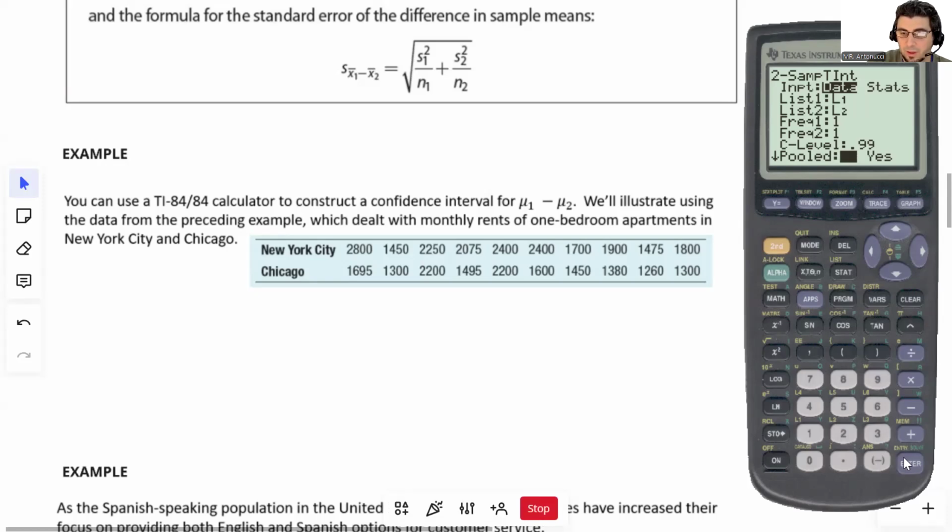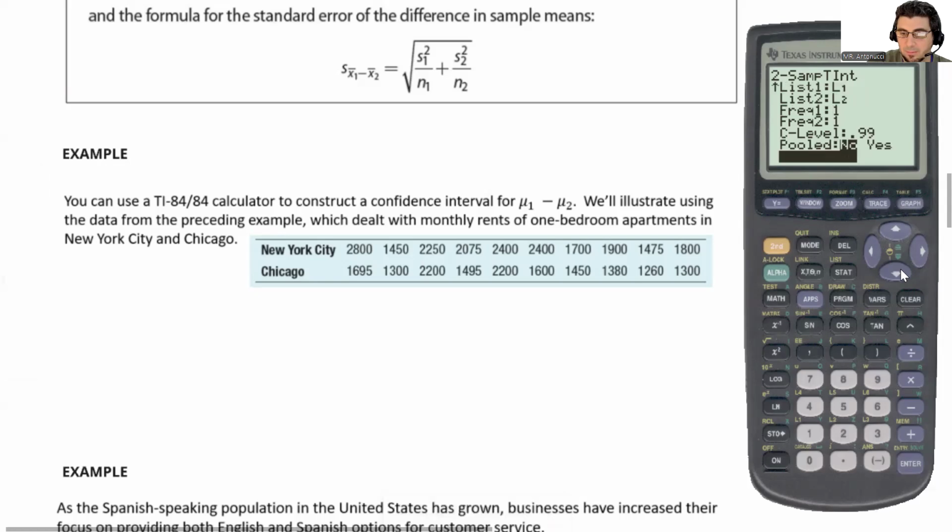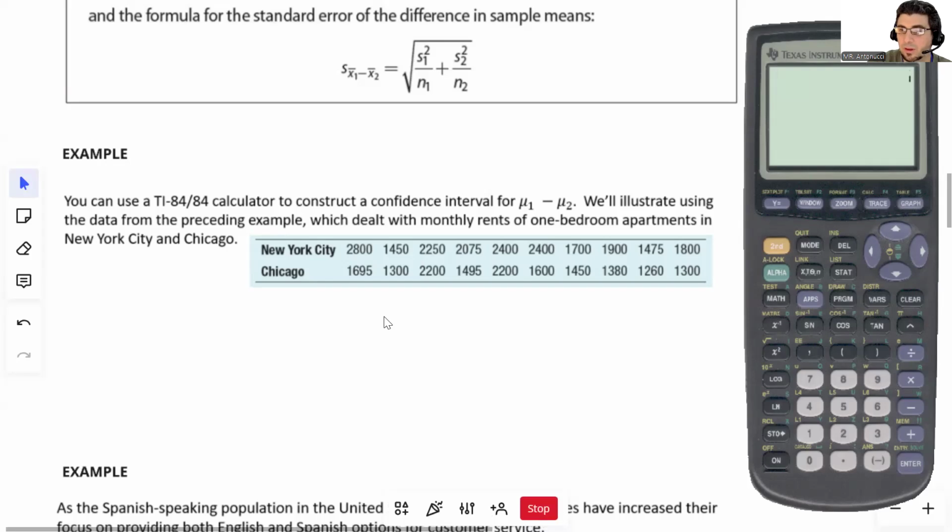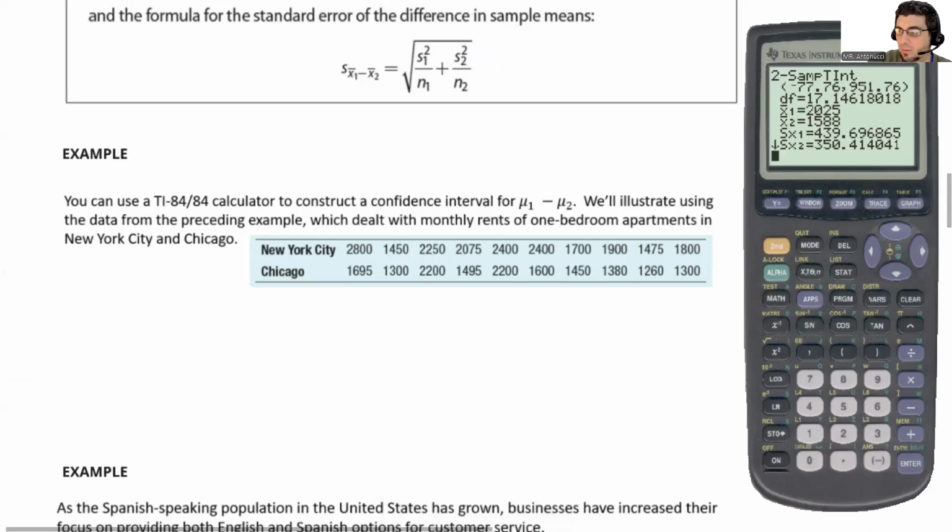Okay, so if you hit enter and then scroll down to calculate, hit enter, and it will calculate the confidence interval for us there. And we get negative 77.76 to 951.76. So that would be our confidence interval there. And we'll talk about how to actually interpret that confidence interval right now.